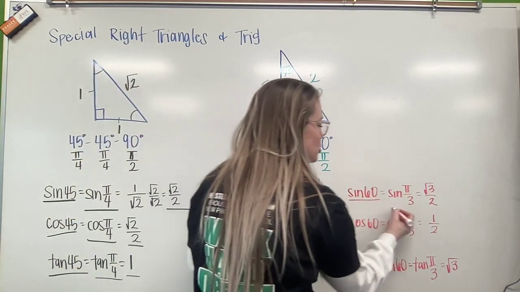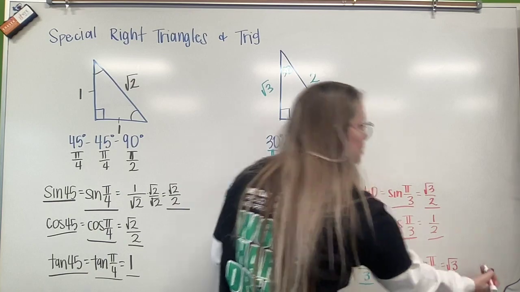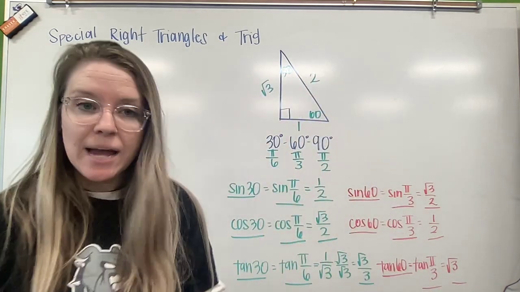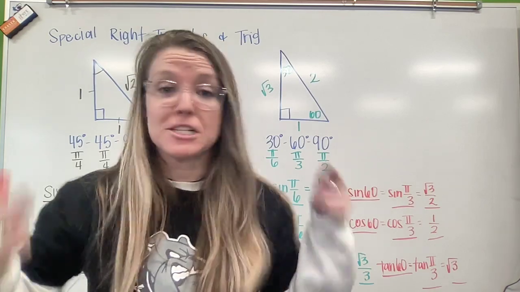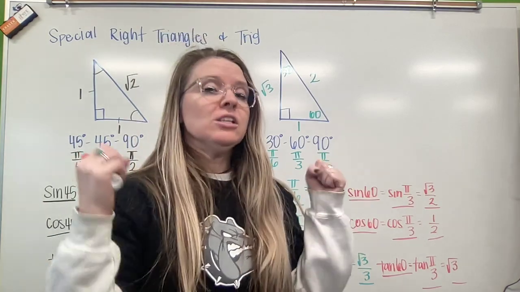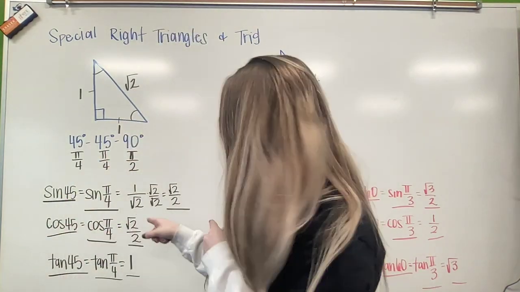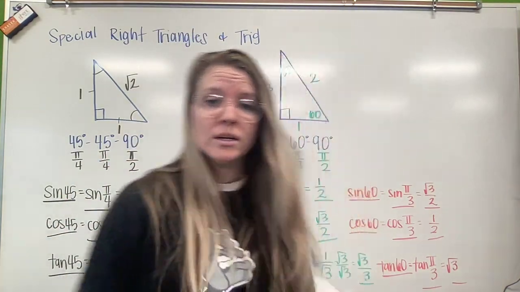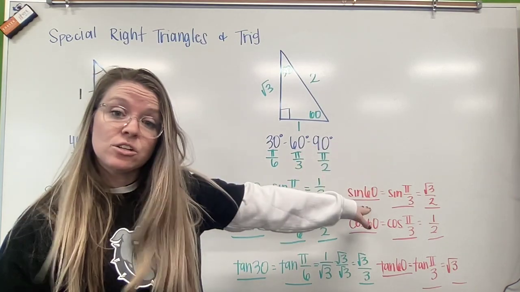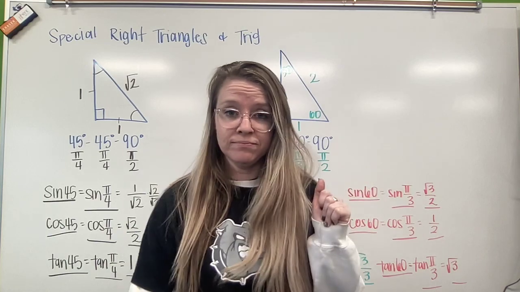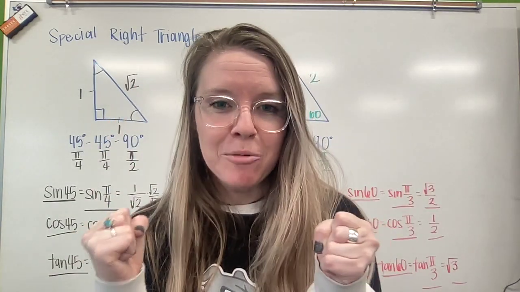Again, facts I need you to know. These should be able to roll off your tongue just as quickly as 5 times 10. Okay? And if you're still working on multiplication tables, let's work on those as well. So these are our trig ratios based off of a 45-degree angle, which is pi over 4, a 30-degree angle, which is pi over 6, and a 60-degree angle, which is pi over 3. Okay? Good luck. Memorize, memorize, memorize.